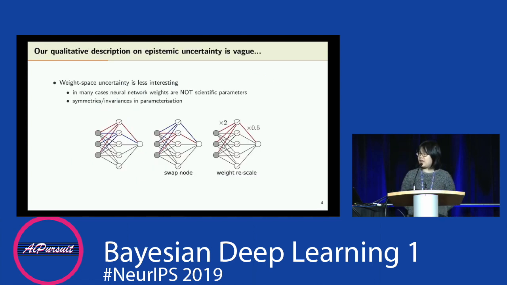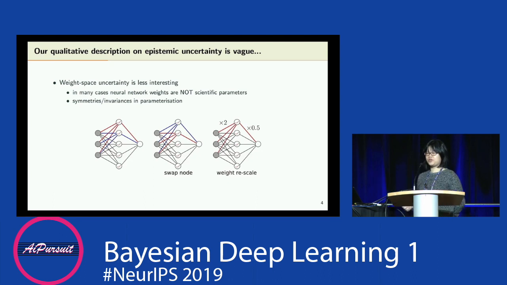I've talked about how we want to estimate uncertainty. From the previous slide, we are going to build an approximate posterior in the weight space. But to me, weight-space uncertainty is actually less interesting. There are a few reasons; I'll just give you two. In many cases, neural network parameters are somewhat randomly parameterized. They are actually not the scientific parameters that we are interested in.